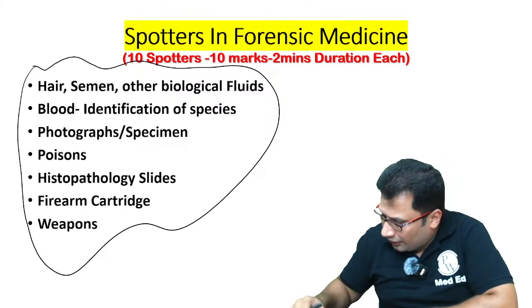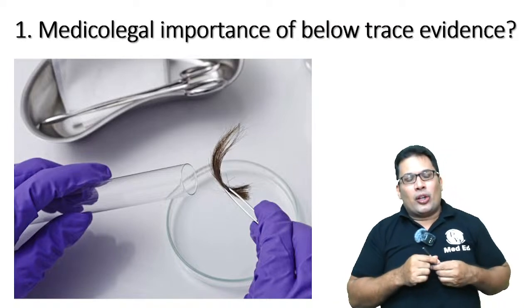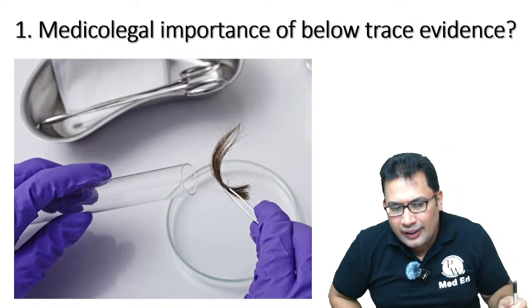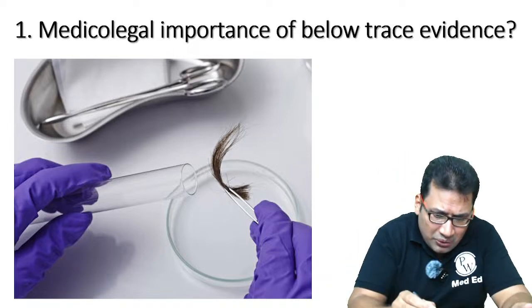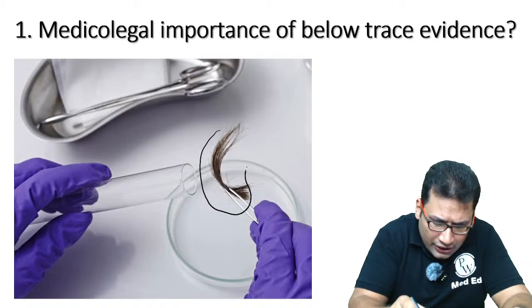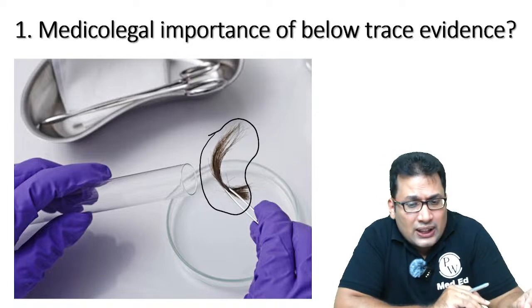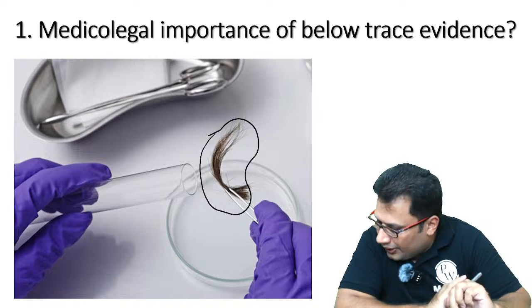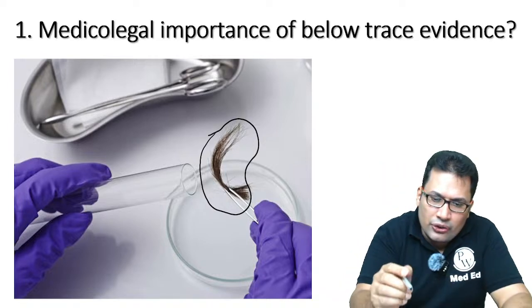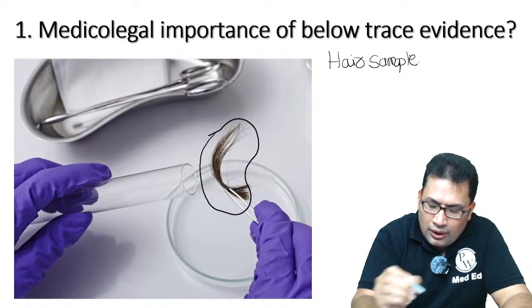Okay. So let's start with spotter number 1. Anybody, what is the spotter that is visible on the slide, and what is the medico legal importance of that? Anyone? They can give you this kind of spotter in forensic examination. They can ask you to identify the spotter below and state its medico legal importance. This is the question asked in your exam. Yes, good. Hair sample, very good. So this is the hair sample.